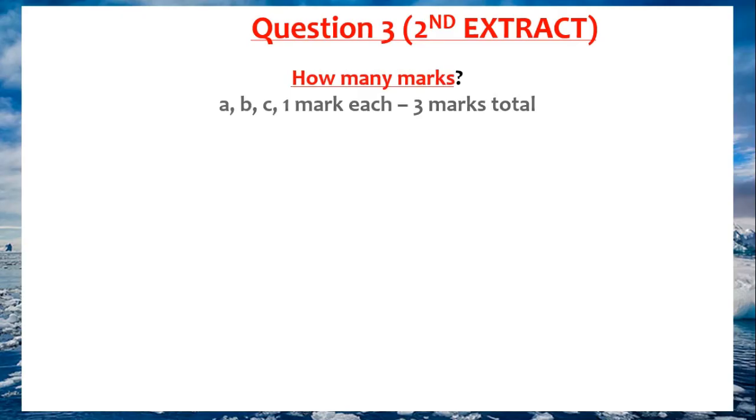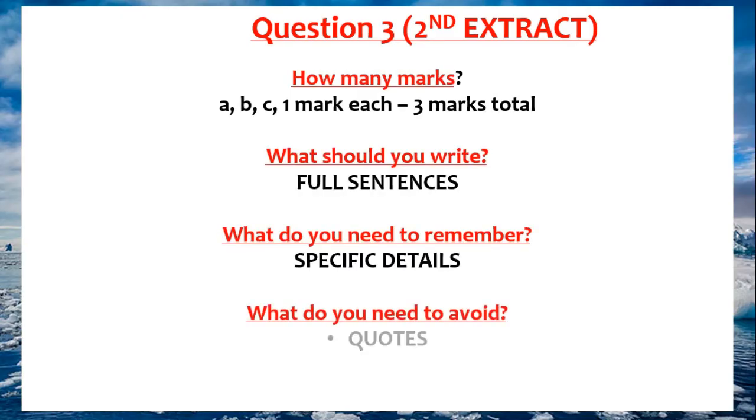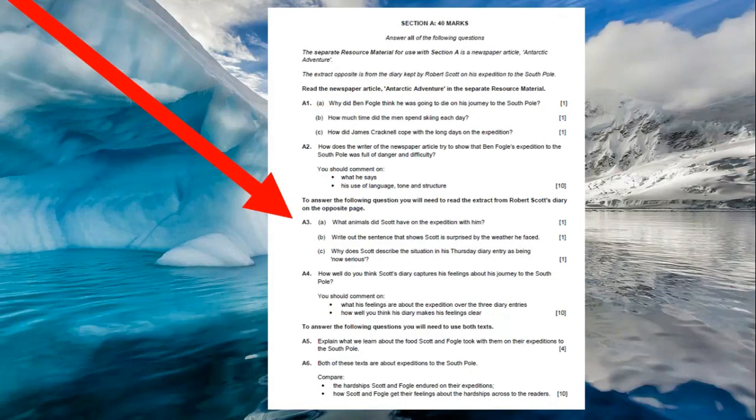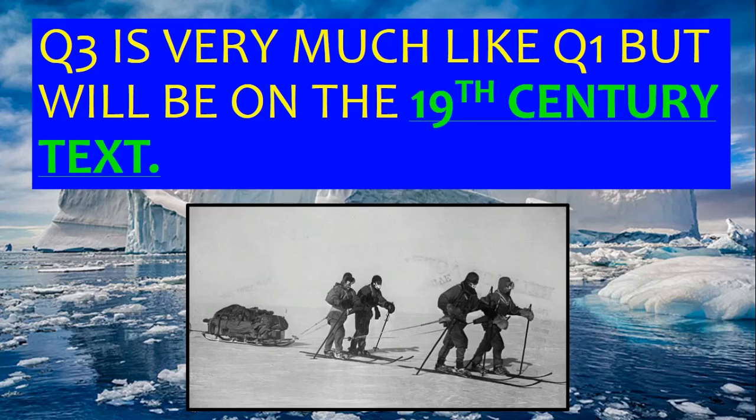So question 3, the only difference between question 3 and question 1 is basically the different text. Question 3 again is retrieval, so it's exactly the same as the second one. The only difference is you're looking at the 19th century text now. So there it is, question 3. It is very much like question 1, but will be on the 19th century text like I just said.